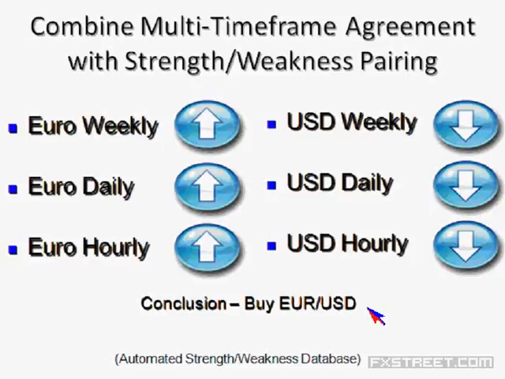Now, a lot of people have asked me, if let's say you have 3 different time frames that are showing the euro the strongest and the U.S. dollar the weakest, then aren't you looking at a potential exhaustion of the strength or the weakness, the corresponding strength of the euro and the weakness of the U.S. dollar? Well, not necessarily.